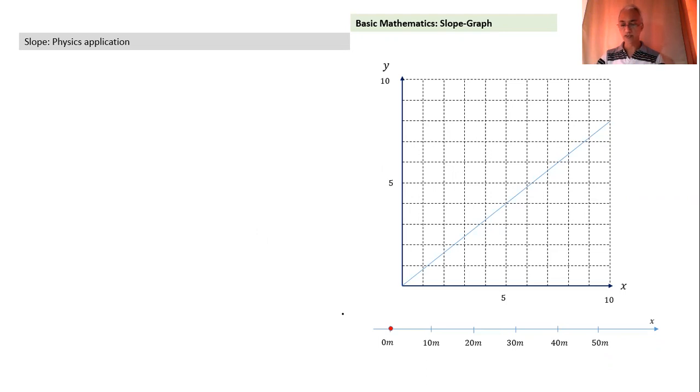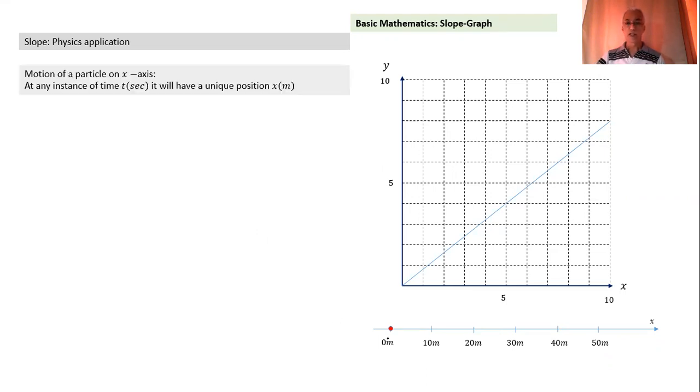Let's take an example of what I mean. Let's say there's a particle here, and this particle is moving along the x-axis. This is the positive direction of the x-axis. We also call the motion of a particle along the x-axis 1D motion. As the particle moves, at different instances of time it will have different positions. At a particular instance of time, it will have a unique position. It cannot be at 2 different places at the same time. So there's a t and there's a corresponding value of position x coordinate.